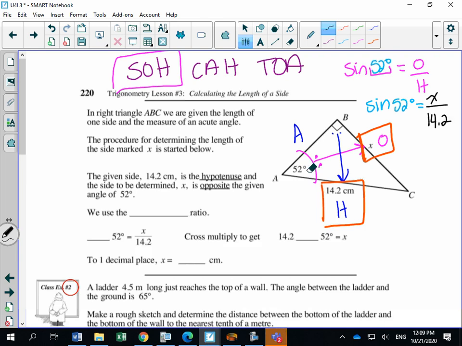I need to solve for X, isolate X, and then I figured out the length of this side. Right now, X is being divided by 14.2. How do I get X by itself? What's the opposite of dividing by 14.2? Multiplying by 14.2. So multiply this guy by 14.2, multiply this guy by 14.2. Then I've got X by itself, and let's type this in together. X is equal to 14.2 times the sine of 52 degrees.